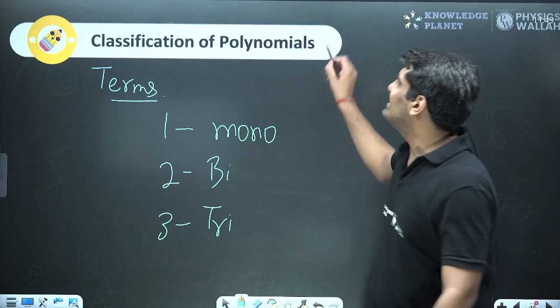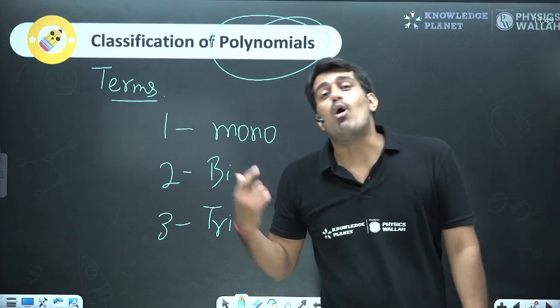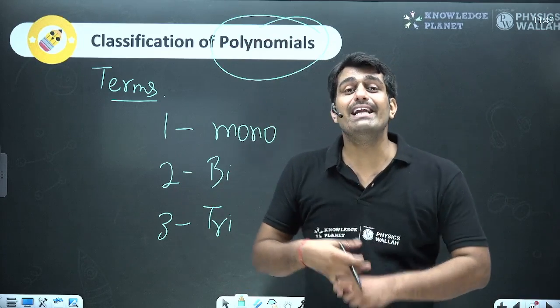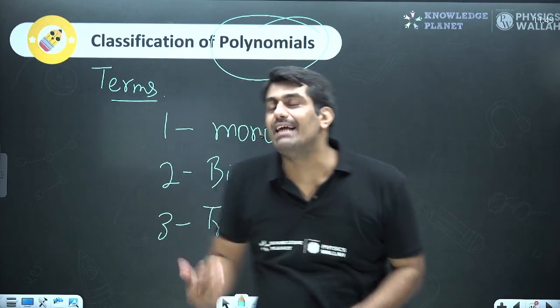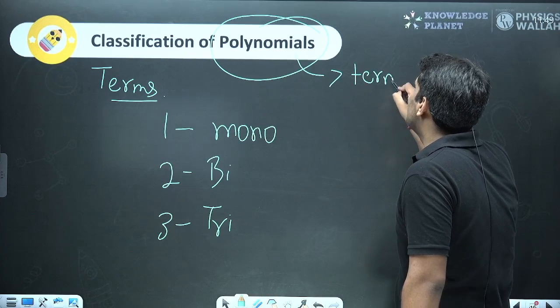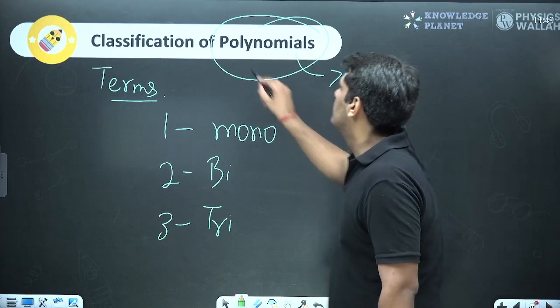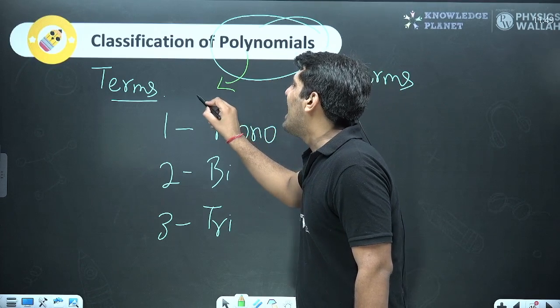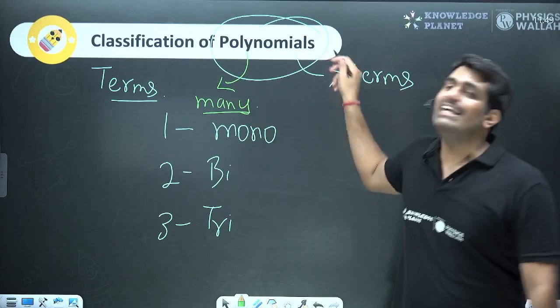Ultimately, if you realize the name polynomial, how does it come? Polygons, basically a multiple sided figure. Poly means many, and nomial over here is nothing but terms. So it can be 1 term, it can be 2 terms, and it can be 3 terms. Or it can be multiple. So in this manner, this word polynomials comes up.